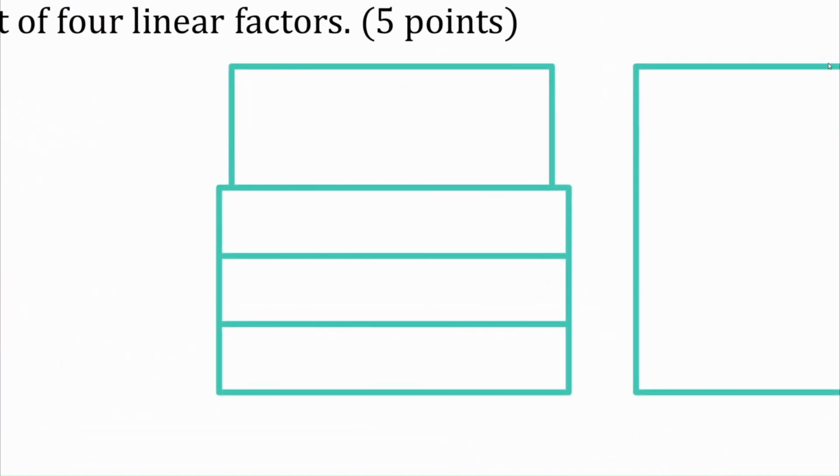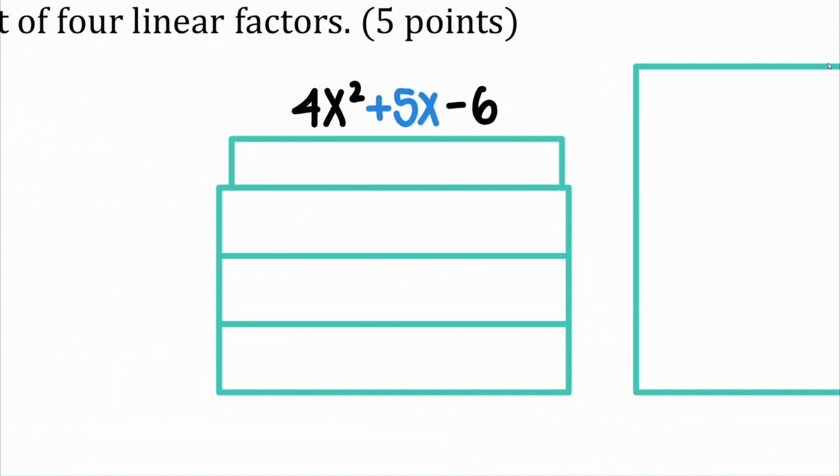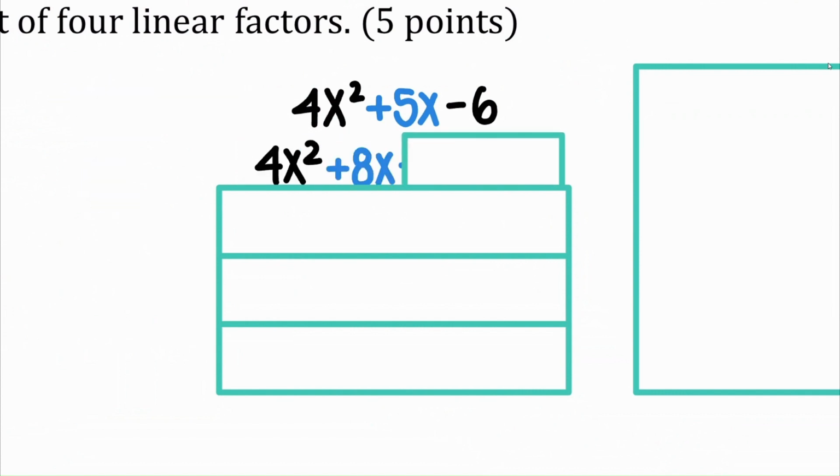Here, this is our first expression, 4x squared plus 5x minus 6. If we choose to go about the AC method, it goes as such. We're finding factors of a times c, which in this case is negative 24. So we're looking for factors of negative 24 that add up to positive 5. That gives us positive 8 as well as negative 3.